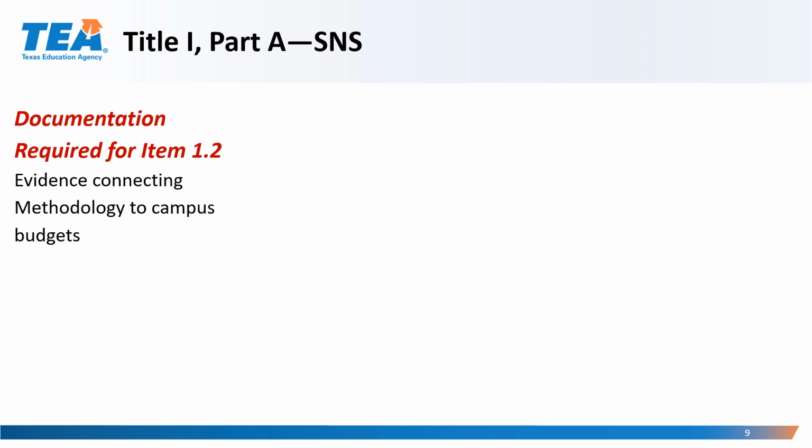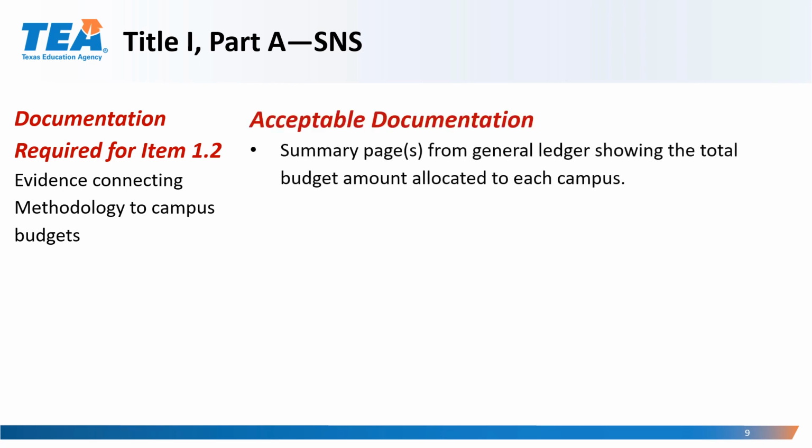The documentation for item 1.2 is required only from LEAs that have Title I S&S methodologies. We are looking for evidence that connects the state and local campus allocation amounts generated by the methodology with the actual campus budgets. Acceptable documentation would be relevant summary pages from the general ledger showing the total state and local budget amount for each campus.